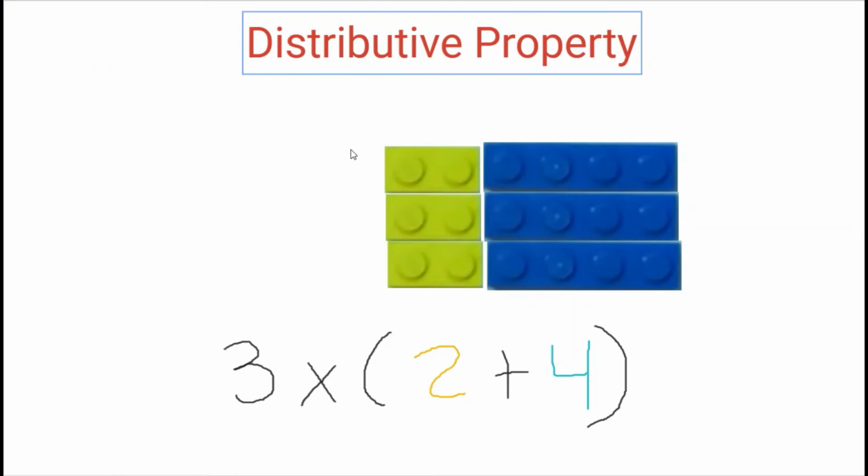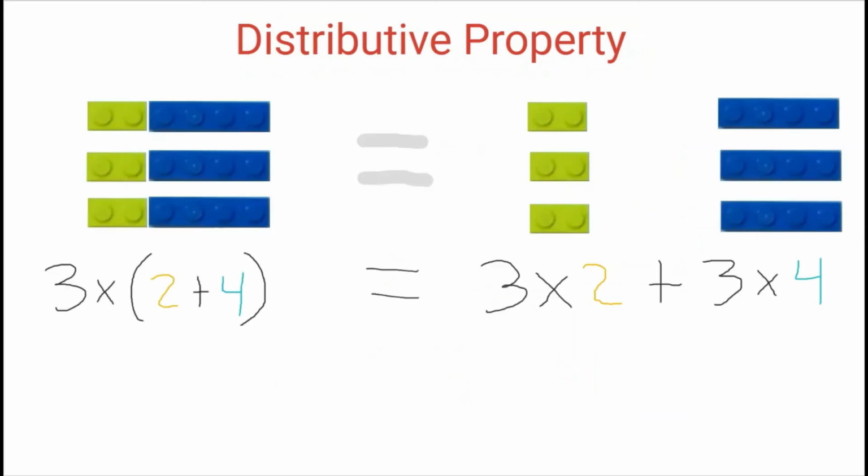All right, also this week, we're going to learn about the distributive property. Here I have an example using Legos. In this example, I have 3 groups of 2 plus 4. I can see it's the exact same thing as 3 times 2 plus 3 times 4. If I counted up all my Legos, I would have the same amount. I have 1, 2, 3 groups of 2 and 1, 2, 3 groups of 4, just like I had over here.